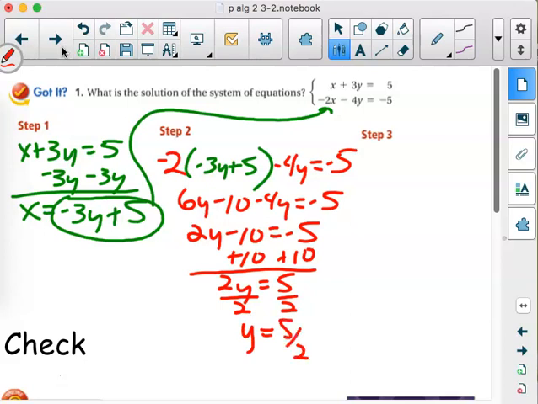Done! Score! Uh-oh. That happens all the time. Somebody stops here. Is this done? No. So now I think, well, where's someplace super easy to put my little 5/2 so I can get x? Right over here to the green one. There it is. Nice little formula. You can punch it in or you can do it in your head. x equals negative 3 times our little 5/2 plus 5.